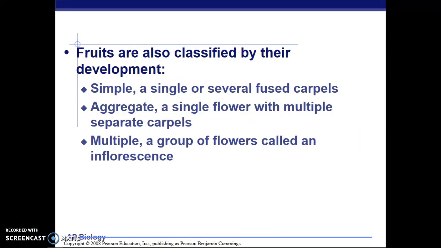Three kinds of fruits. They're classified by how they develop. There's the simple fruit that develops from a single carpel or several fused carpels. Aggregate fruit develops from a single flower, but here the carpels are still separate. And the third kind of fruit is a multiple fruit. Here there are multiple flowers, multiple carpels. Everything, including the inflorescence, becomes the fruit.